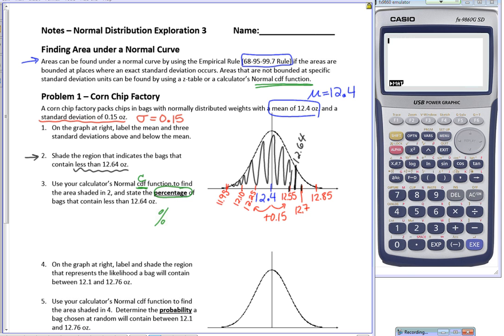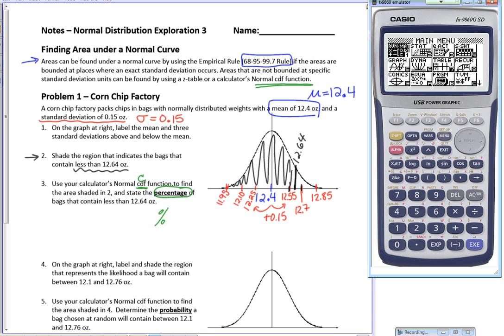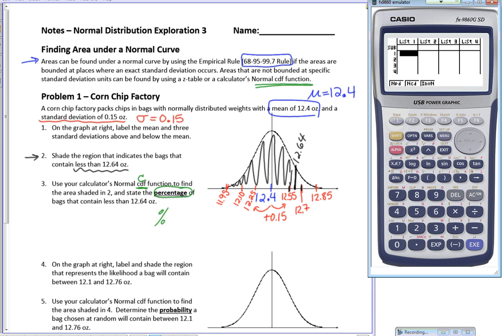Okay, so in my calculator, if I'm using the Casio, I need to go to menu and I go over to number 2 for statistics. This is a normal distribution. So I hit F5 for distribution. And then I hit F1 for normal. And that's where it is, NCD. Okay. And that pulls up this list and asks me my lower, my upper, my sigma, and my mu.